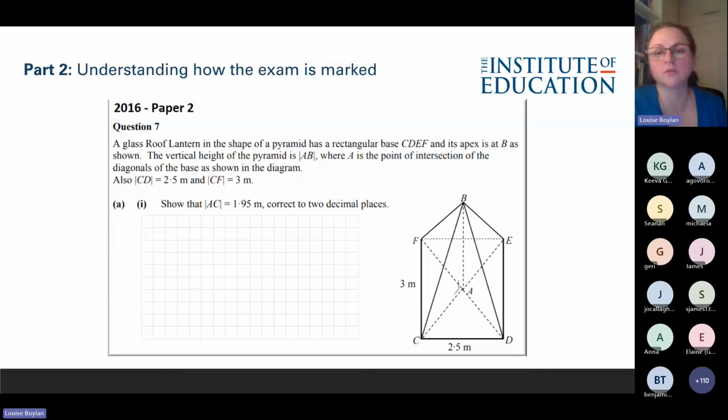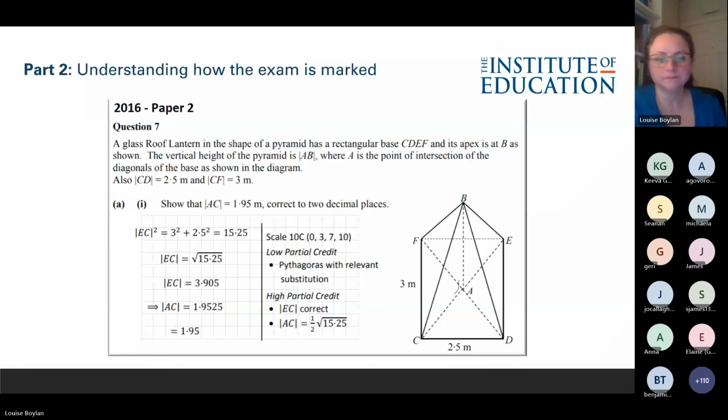Let's look at how this was marked, right? So this was 10 marks. Hopefully what you saw you had to do there was Pythagoras' theorem. You had two options. You could either find the entire diagonal, so from C all the way to E, doing Pythagoras, and then half it, or half the dimensions first, and then do Pythagoras.